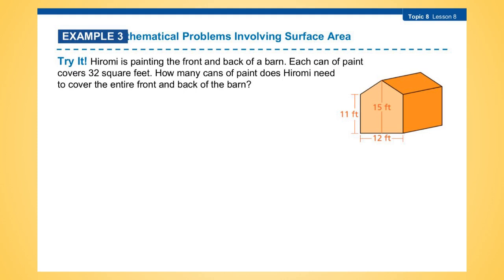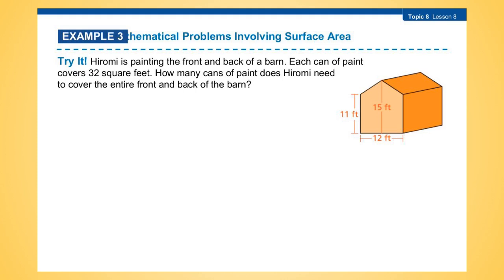This is the try it on the bottom of page 483. Hiromi is painting the front and back of a barn. Each can of paint covers 32 square feet. How many cans of paint does Hiromi need to cover the entire front and back of the barn?